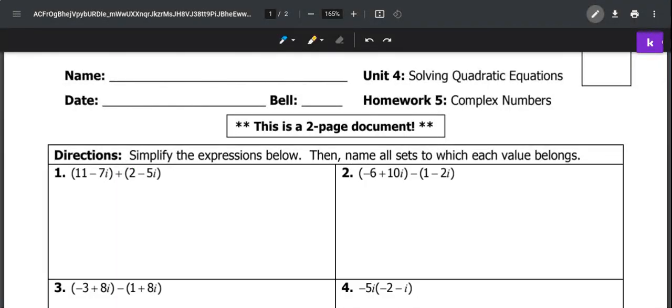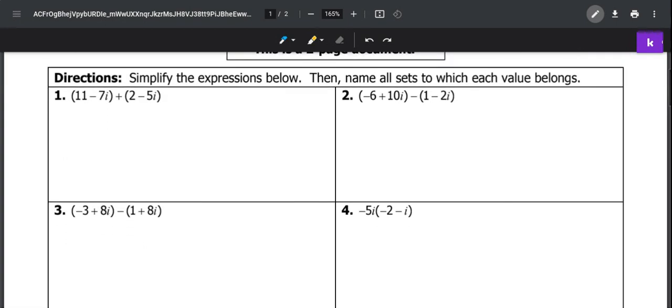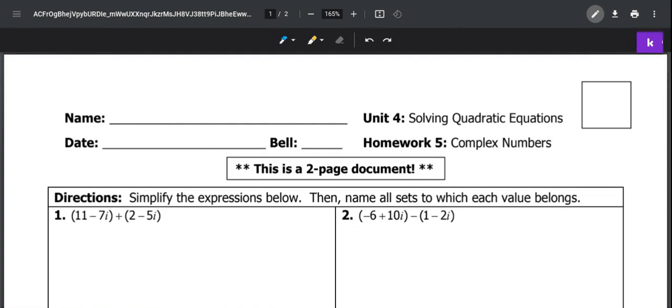All right, so this is the 3.6, I'm pretty sure, homework. So we're going to look at a few of these and hopefully try to clear up any questions you may have before I get back.